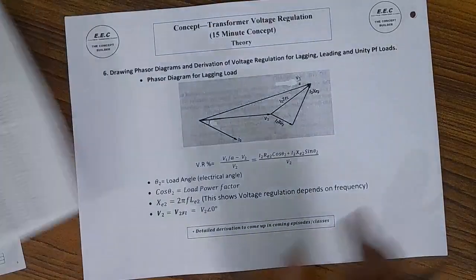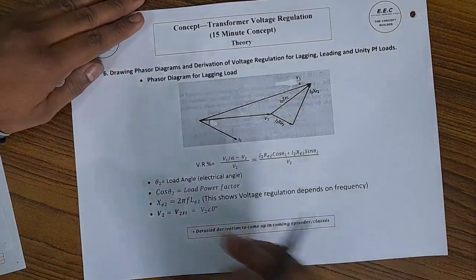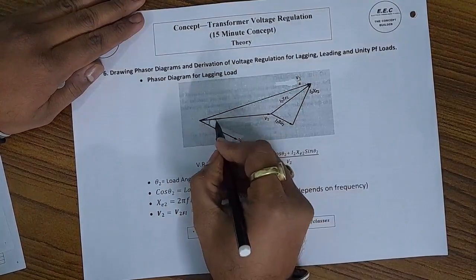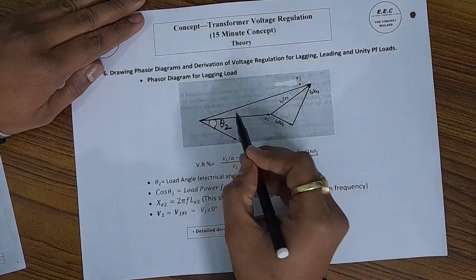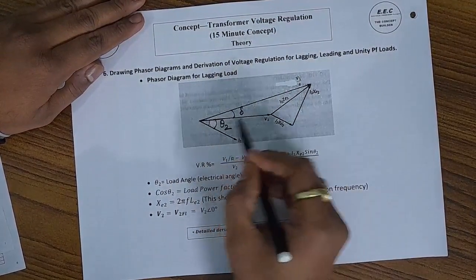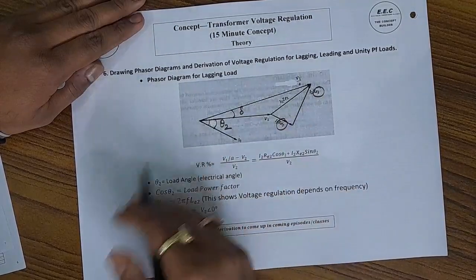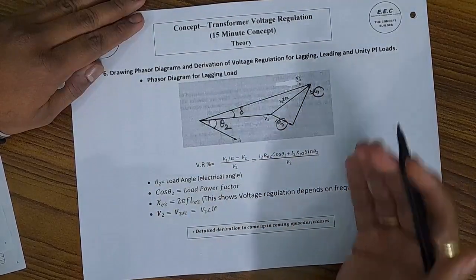Okay. In the next topic, I have drawn the phasor diagram of lagging load. This is going to be theta 2, lagging load, and this is going to be delta. These are both electrical angles. We are using the approximate equivalent circuit referred to the secondary side.